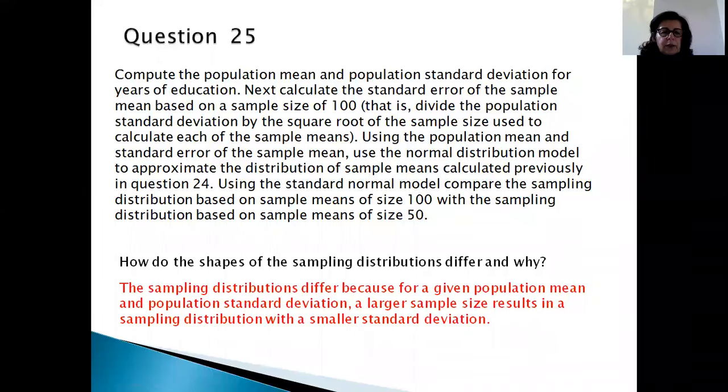The sampling distributions differ because for a given population mean and population standard deviation, a larger sample size results in a sampling distribution with a smaller standard deviation. You know this by now very well.